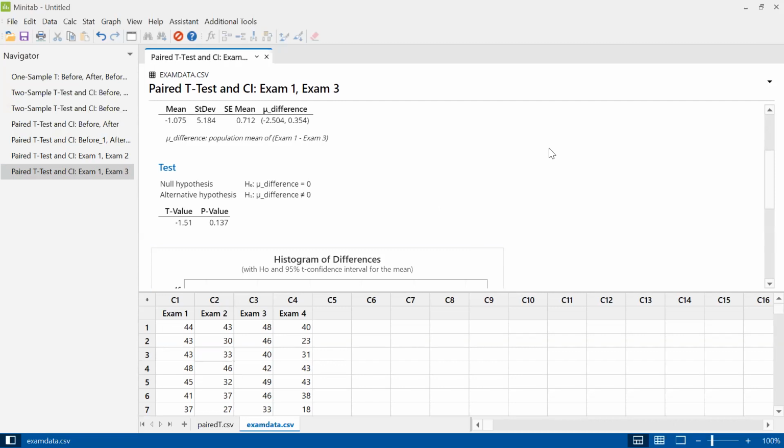Okay, I think that's enough for today. And we'll move on to how to compare more than two groups of number data next time.